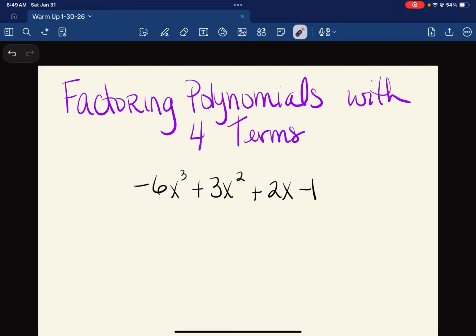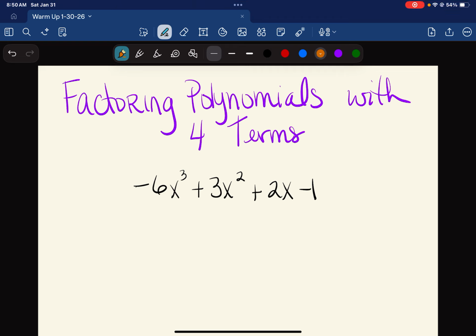Okay, today we're going to factor polynomials with 4 terms, and we're going to use the factor by grouping method. If you already know how to factor a trinomial, a polynomial with 3 terms, by grouping, then this will be easy for you, I'm sure. So if I look at this first expression, negative 6x cubed plus 3x squared plus 2x minus 1, I always need to check for a GCF first, and we have no greatest common factor anywhere, so that's good. Step 1 is checked off the list.